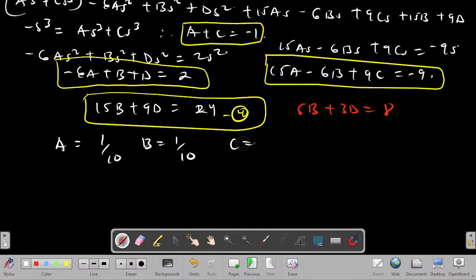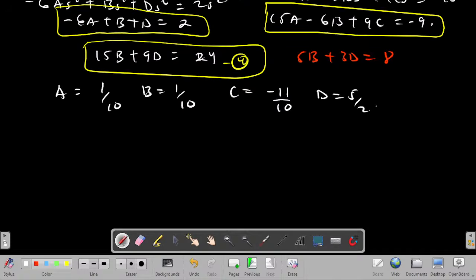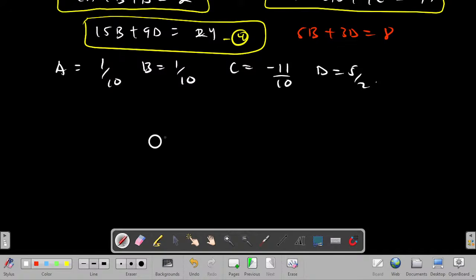C is equal to negative 11 out of 10. So these are the respective coefficients you should be expecting, right? So once you have this, our equation comes. My y of s becomes my a, right? 1 out of 10.